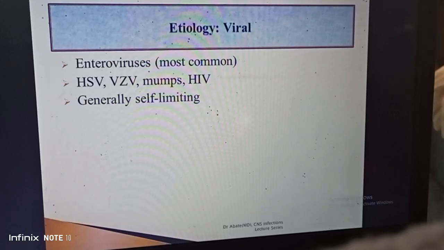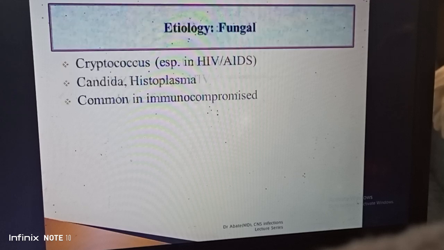The other cause is viral. In fact, the most common viral etiology that causes viral meningitis is enteroviruses. Other possible etiologies are herpes zoster virus, varicella zoster virus, mumps, and HIV also can cause meningitis. Generally, meningitis caused by these viral etiologies is self-limiting. Most of the time, they are self-limiting, and most of the time, they don't cause life-threatening conditions.